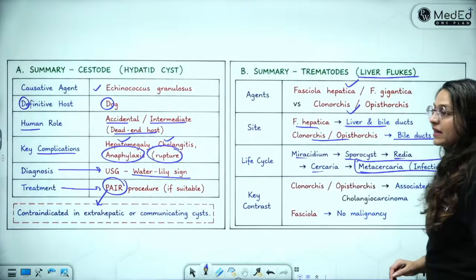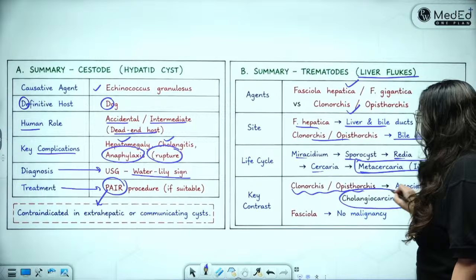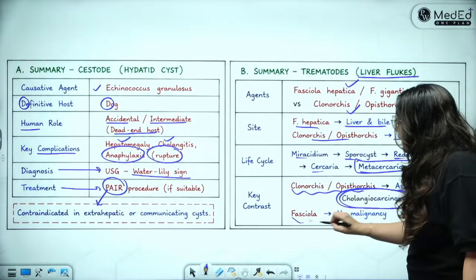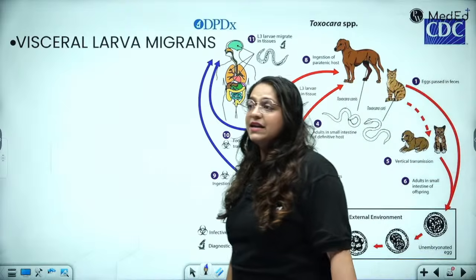Okay. Then Clonorchis and Opisthorchis, they cause cholangiocarcinoma, whereas Fasciola is not associated with malignancy. Everything revised, done and dusted.